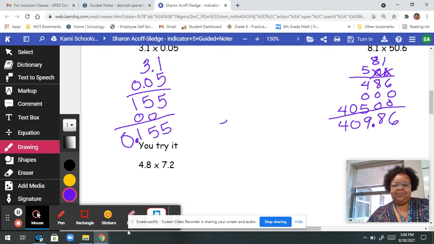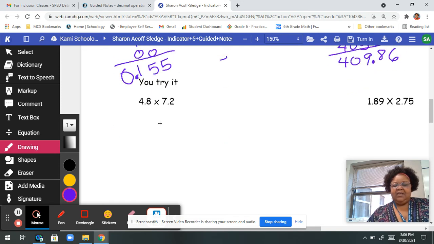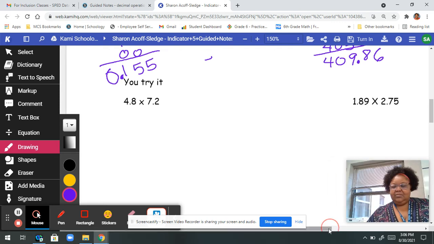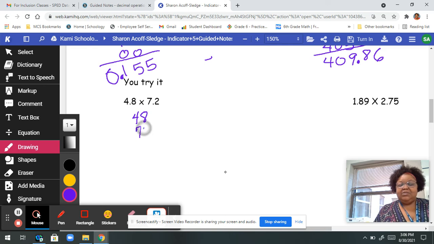So there we go. So you want to pause the video and try these next two. Pause the video right here, try them, and then come back and see what I did. Okay, now I'm back. 4.8 times 7.2, 4 and 8 tenths times 7 and 2 tenths. So I'm just going to multiply 48 times 72.